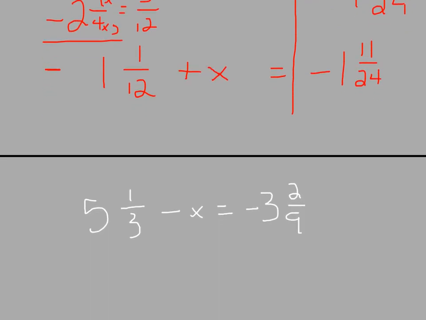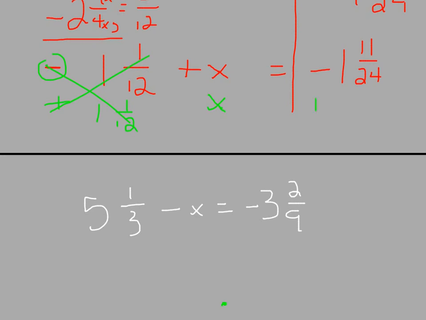Now remember, you're trying to get your x by itself, and we still have this fraction over here with the x. So I'm going to get rid of it by doing the opposite. Since it's a minus, I'm going to write plus 1 1/12 over here. That way this cancels out to be nothing, and I just have x left. And then I'm going to write plus 1 1/12 underneath here.